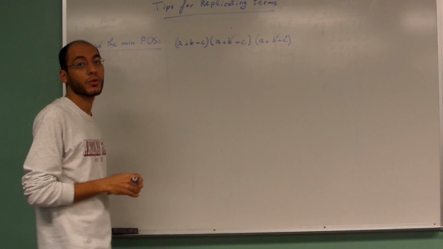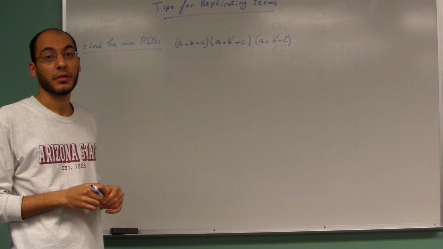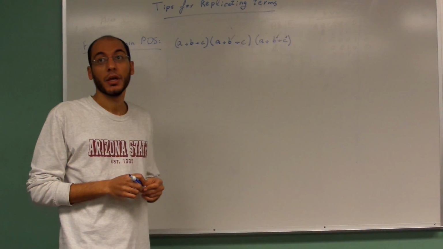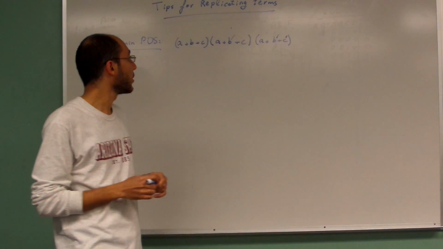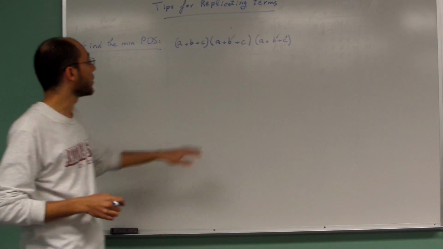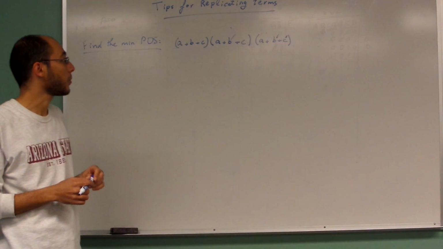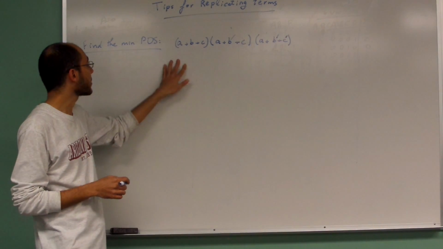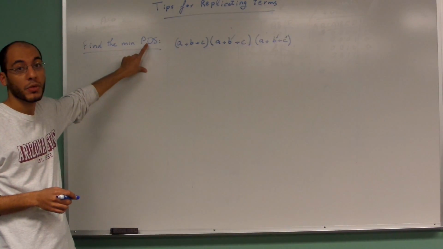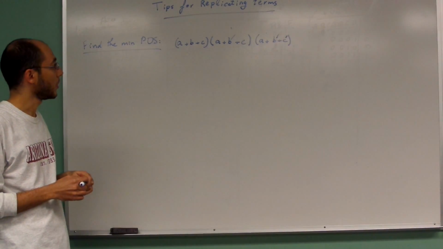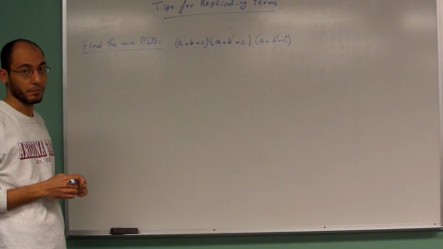Okay, in this video I'm going to give you some tips on how to know whether to replicate some terms, and which term to replicate, if you want to minimize some Boolean expressions algebraically. Given this expression, a function consisting of three product terms, the question asks us to minimize it and find the minimum POS, minimum product of sums. So it explicitly wants the final answer in a product of sums form.